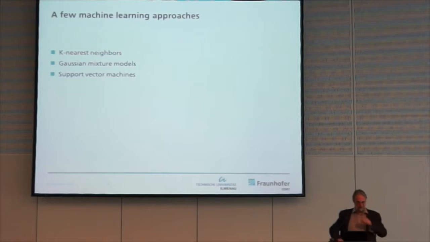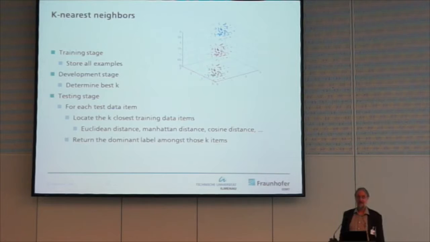But not so much about deep learning here, but starting with k nearest neighbors. Simple idea. We need to find out how many classes we have, and we do some testing. For each test data item, locate the k closest training data items, using some distance measure, simplest Euclidean distance, but it can be the maximum absolute value, Manhattan distance, cosine distance, or whatever, and then return the dominant label amongst those k items, and if you repeat that, you get to a good selection into a certain number of clusters.